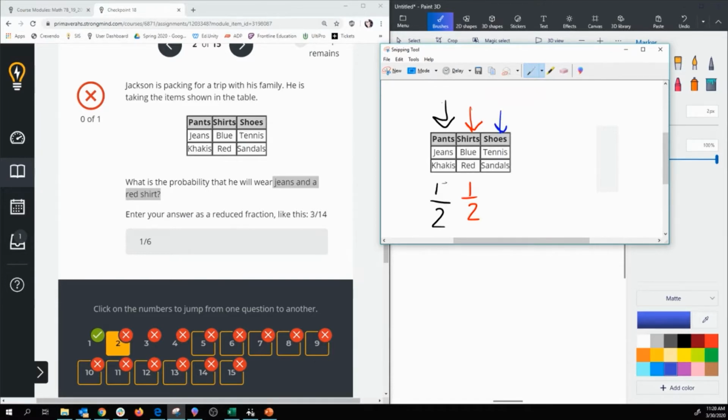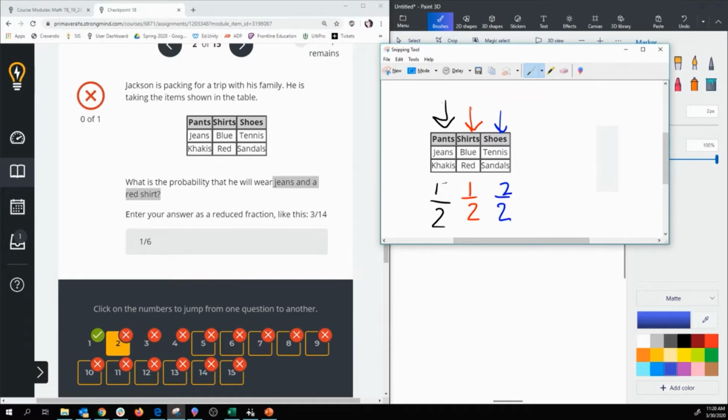And then for shoes, does it say that he has to wear tennis shoes or sandals, or can he wear either one? He can wear either shoe, right? Because it doesn't say. So there's 2 total options for shoes, but since he can wear both, we're going to put a 2 in the numerator as well, because he can wear both options.